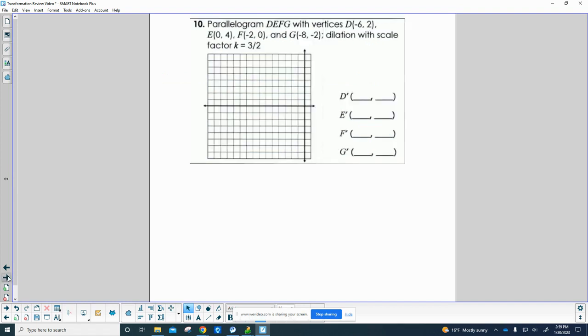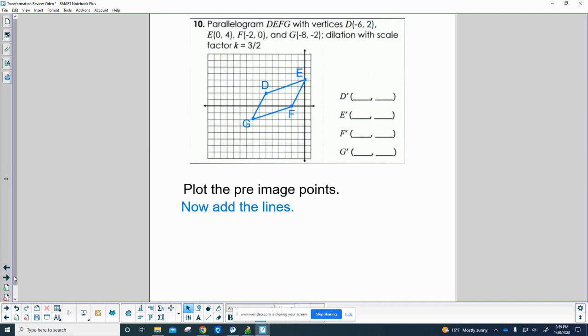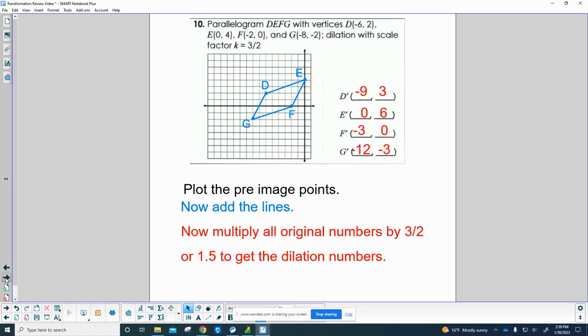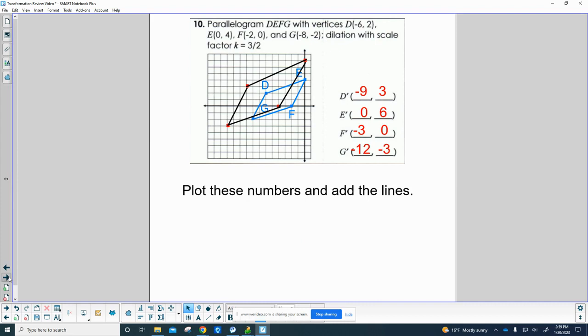Next, we have a parallelogram with vertices shown there with 4 different corners. In this case, we'll plot those corners and connect them with lines. Now using this formula, multiplying everything by 3/2, which is the same as 1.5, we get our new numbers for our new parallelogram, and that looks like this. We plotted all the new coordinates and added the lines, and so we do have a rectangle whose sides are 1.5 times bigger than the original.